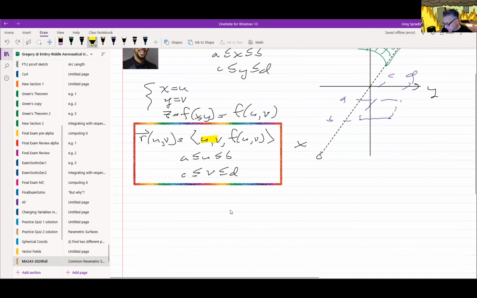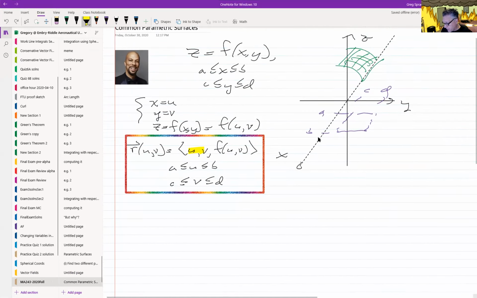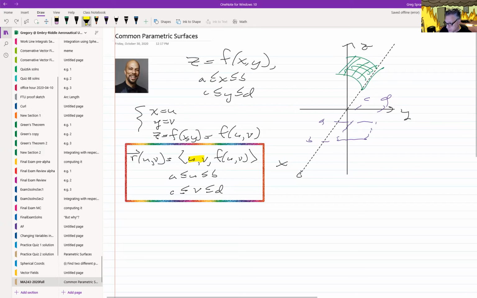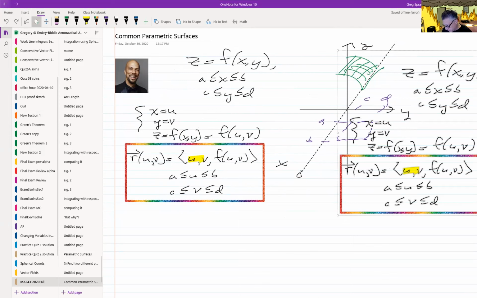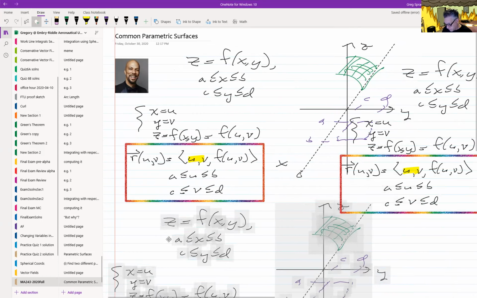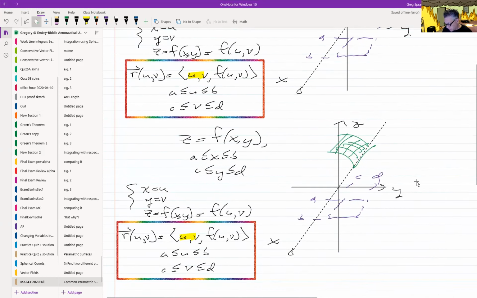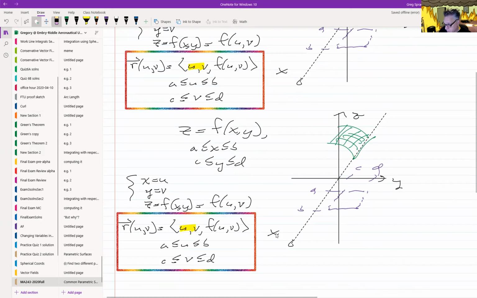Of course, there's nothing special about z compared to x and y. We could have y being a function of x and z, and the roles of the variables are just switched. Behold the miracle of cut and paste. Okay, so we could have z being a function of x and y. Y being a function of x and z.